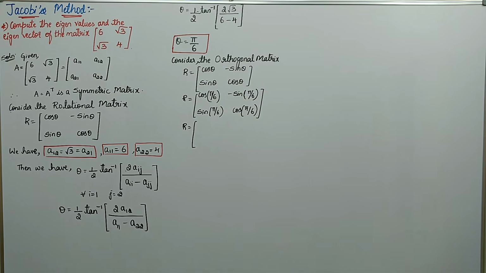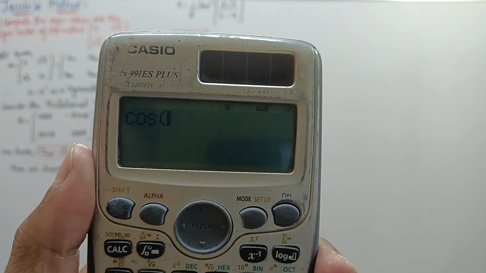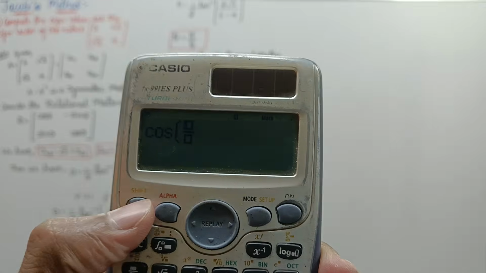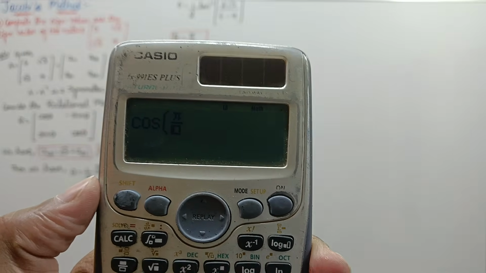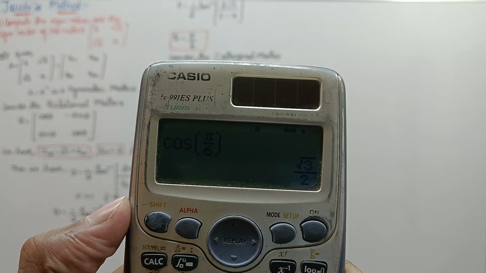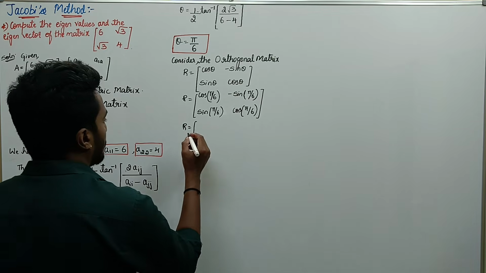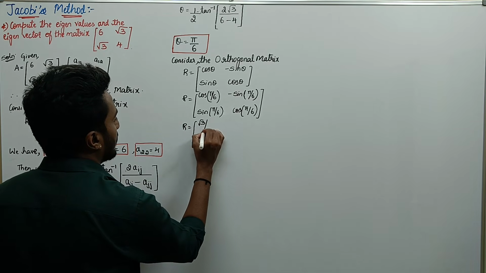Okay, always remember the calculator should be converted to radians. Now what you are going to do, take your calculator, press cos, numerator denominator, shift 10 to the power of x, pi by 6, close the bracket. You get root 3 by 2.